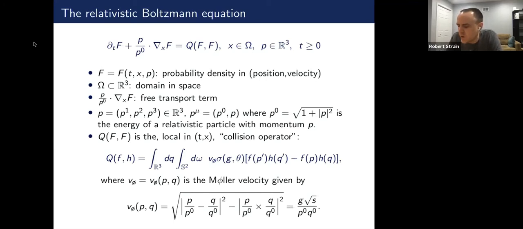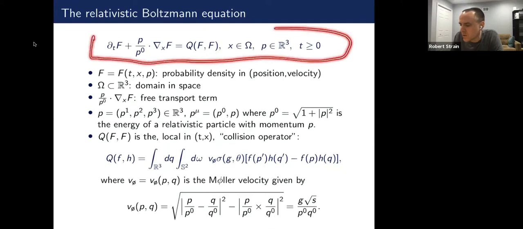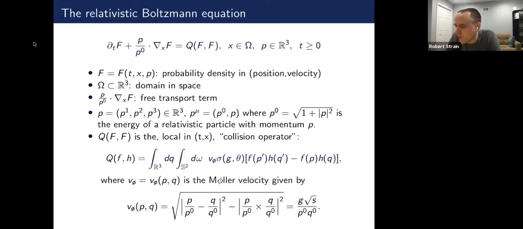So you think we're studying particle dynamics where the particles can move close to the speed of light. If you take a probability density to tell you how many particles are in a given location, then you can derive this equation here, which is the relativistic Boltzmann equation. I'm not going to talk a lot about the derivation. I'm going to talk about the properties of solutions, so I'm just introducing the equation to you here.